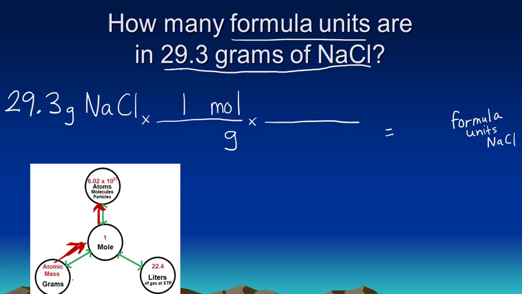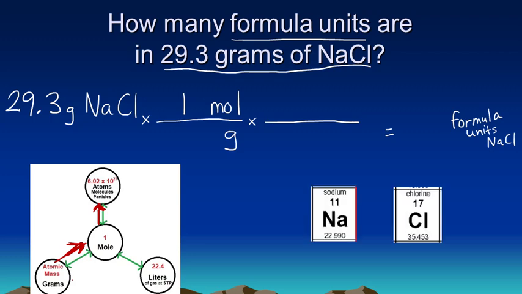And what goes next to grams? Well, the road map here says next to grams, atomic mass. So let's refer to the periodic table for NaCl. It looks like we're going to have to add those 2 together. So we have a number that's very close to 23.0. We're going to add that to a number that's very close to 35.5. And so the total mass in 1 mole of this is about 58.5 grams. So that's going to go next to grams.